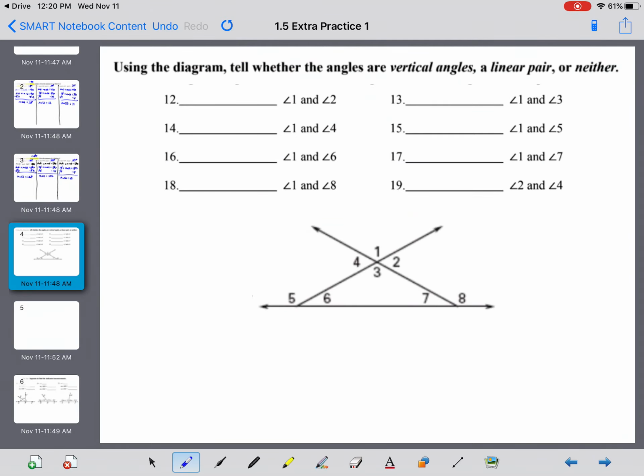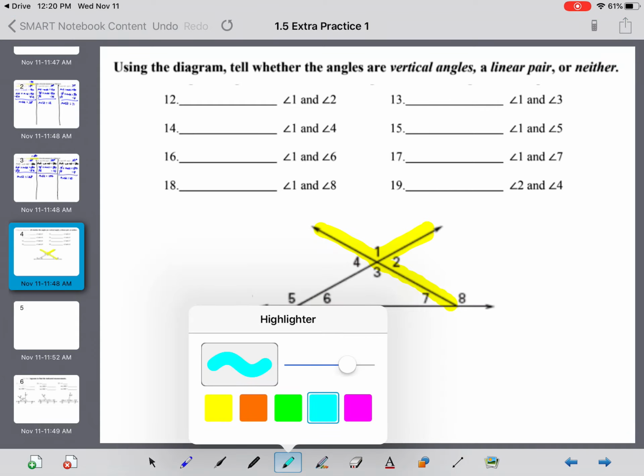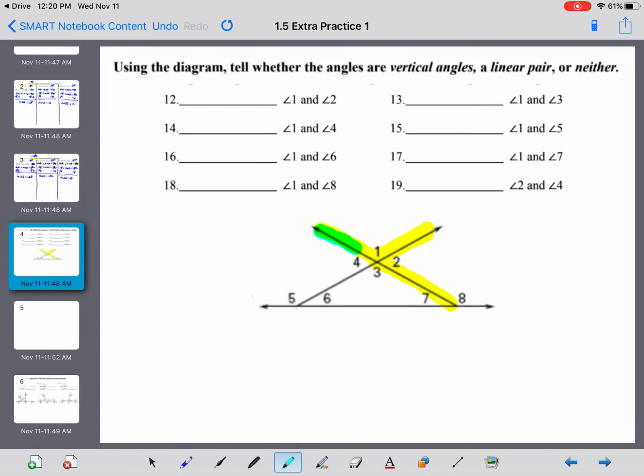Okay, using the diagram, tell whether the angles are vertical, a linear pair, or neither. So the first one has angle 1 and angle 2. And what I notice is that angle 1 and angle 2 combined generate a straight line. When they generate a straight line, that would be a linear pair.